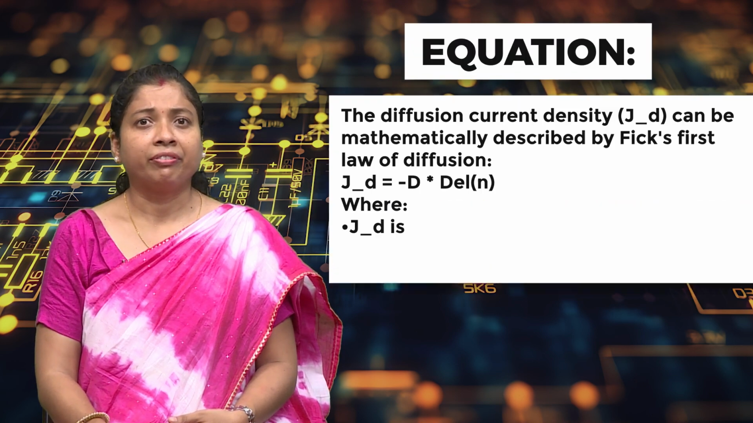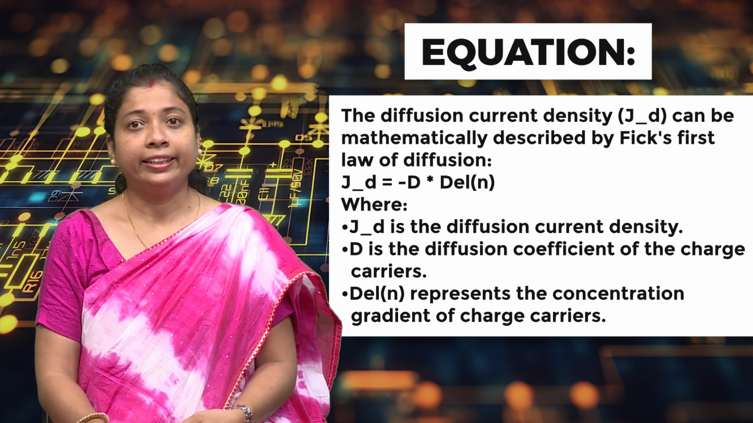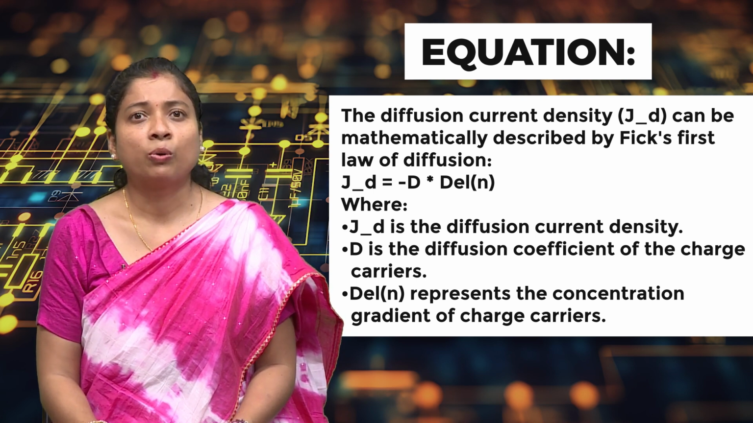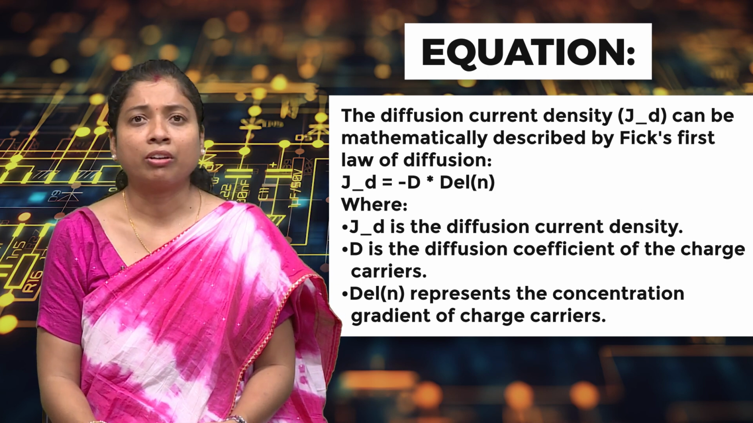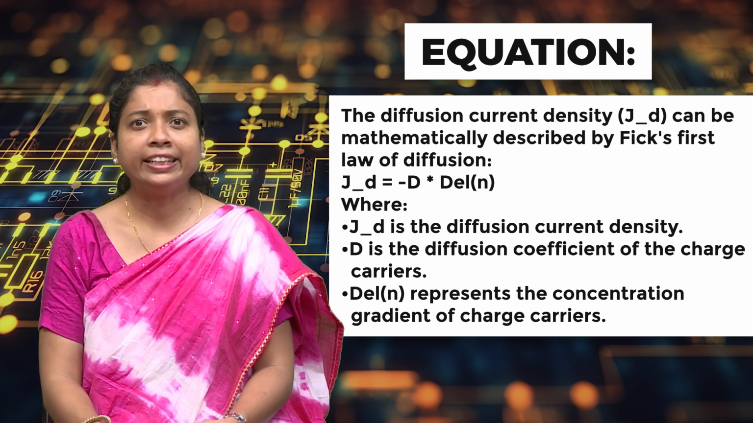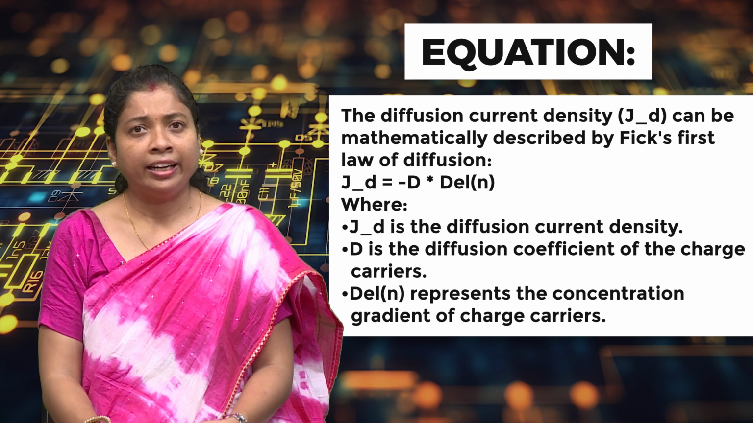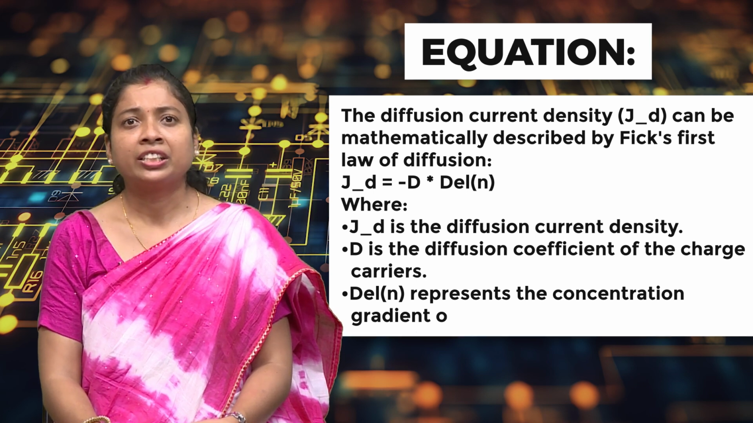Equation. The diffusion current density, denoted by JD, can be mathematically described by the first law of diffusion: JD is equal to minus D into del n. This is the product of D and the gradient of n, where JD is the diffusion current density, capital D is the diffusion coefficient of the charge carriers, and del n represents the concentration gradient of the charge carriers.